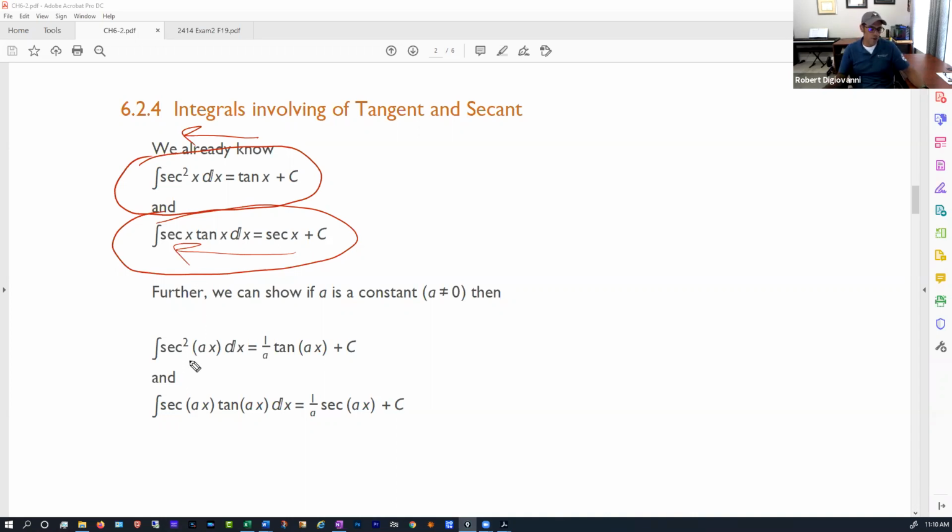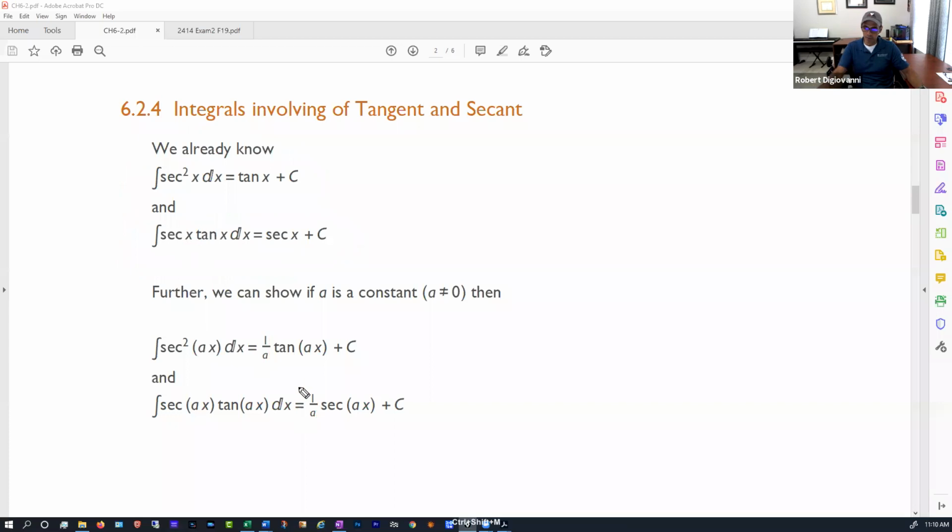And then this next part is just to remember that if you throw an a in front, you're going to have to scale that out. If you have a linear expression inside the argument, you just have to scale it out. So that's all that's about.